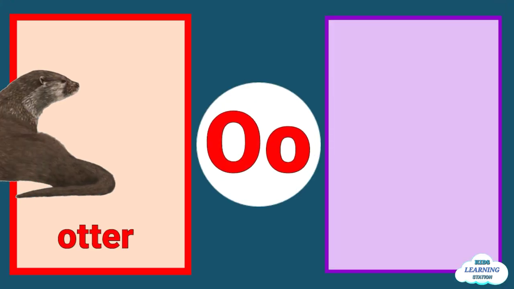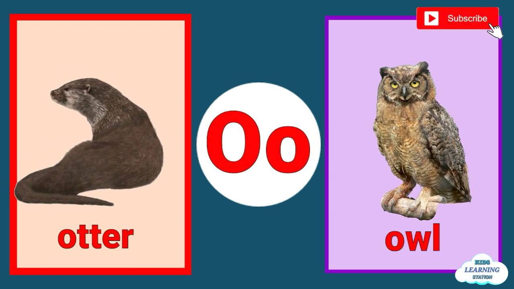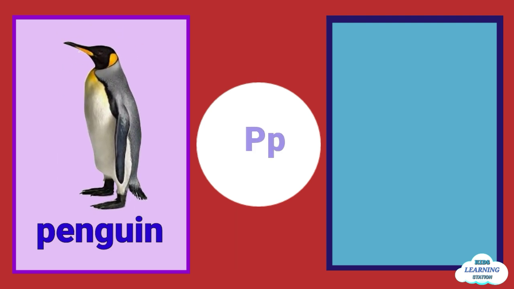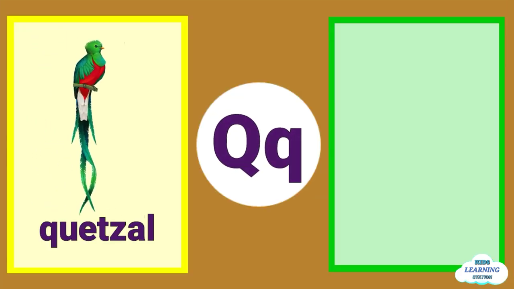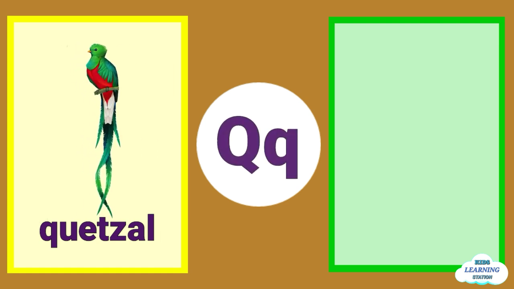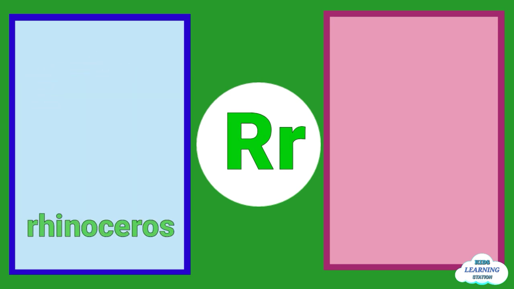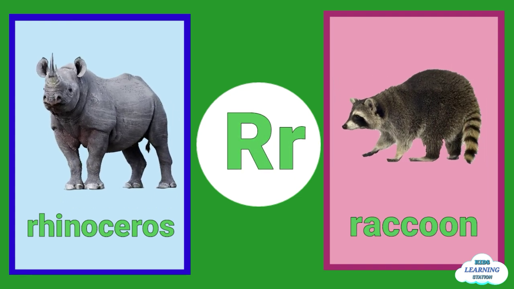O is for otter. Otter. O is for owl. Owl. P is for penguin. Penguin. P is for porcupine. Porcupine. Q is for quetzal. Quetzal. Q is for quail. Quail. R is for rhinoceros. Rhinoceros. R is for raccoon. Raccoon.